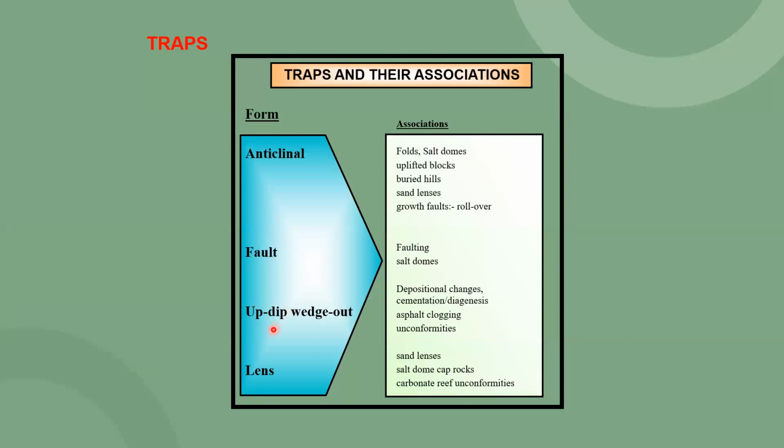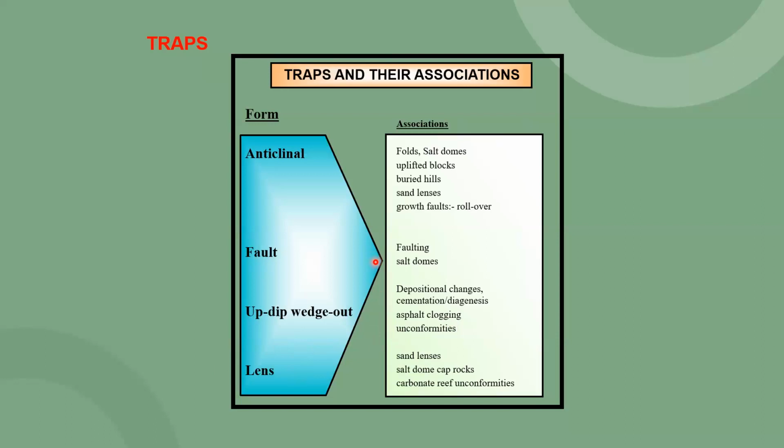Then sometimes you have the up dip wedge out. So that is also one of the stratigraphic features. In the stratigraphic features, you have multiple unconformities or disconformities, diagenesis processes. So these also behave as the trap of the reservoir. And also lens types like sand lens, and some salt domes also behave like traps.